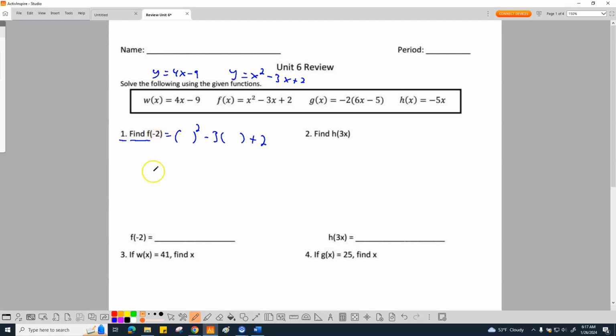So what does it want me to insert? It wants me to insert -2. So I'm going to go ahead and do that right now. I'll underline that. -2, -2, -2. Cool. Did I get that right? -2 squared, gotcha, -3 times -2. All right, cool. I got that loaded up.